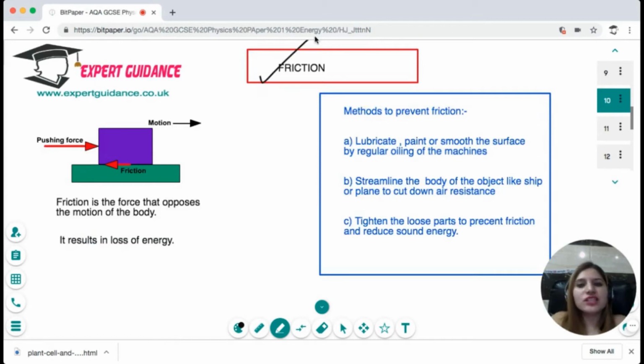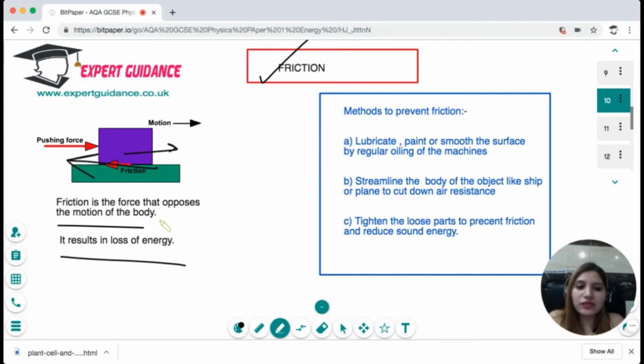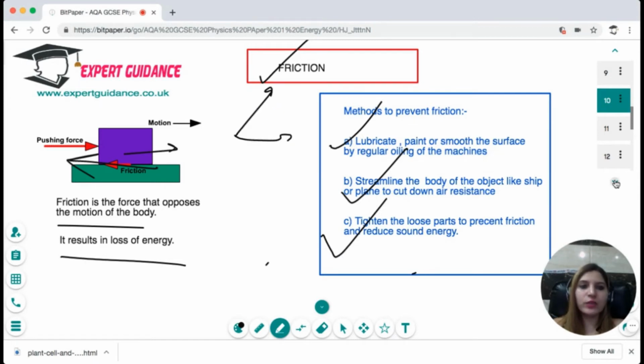Now, next is friction. Friction is the force that opposes the motion of a body, and friction results in the loss of energy. For example, if the body is moving this way, the friction will try to move it in the reverse direction and slow it down. So how can we prevent friction? We can lubricate, paint, or smoothen the surface by regular oiling of the machine. If there's air resistance, or air friction, then we can streamline the body of the object, like a ship or plane, to cut down the air resistance. At times there is energy loss due to sound, so we can tighten loose parts to prevent friction and reduce sound energy. Okay, so you should know examples of friction and the ways to prevent it.